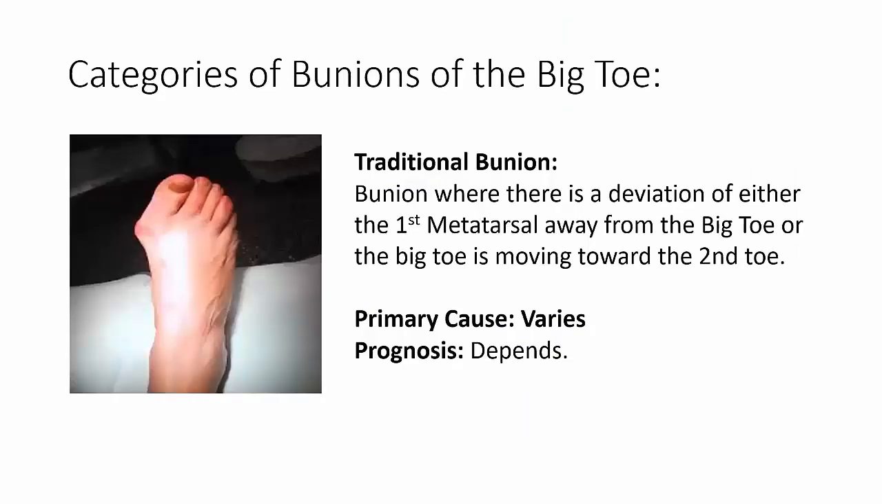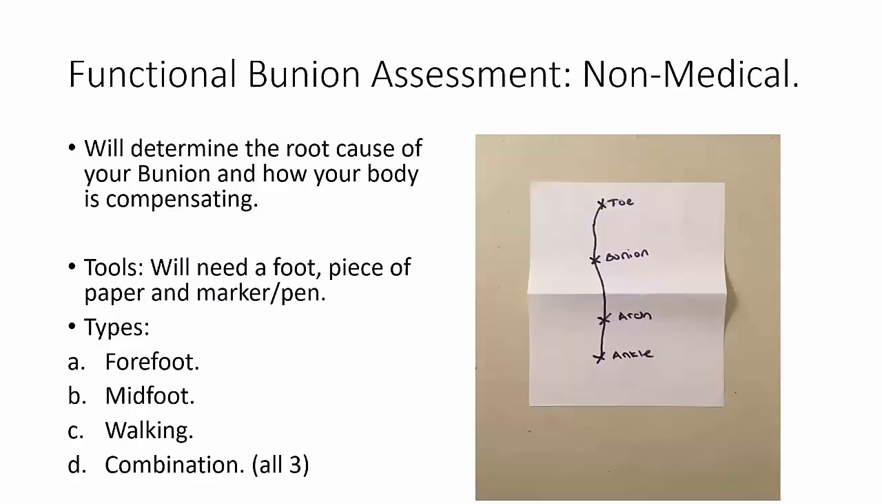Now we'll get into the traditional bunions. This is where there's a deviation of the first metatarsal, which runs from the arch to the base of the big toe, and it moves away from the big toe, or the big toe is moving toward the second toe. And the primary cause will vary, as does the prognosis, depending on the bunion type.